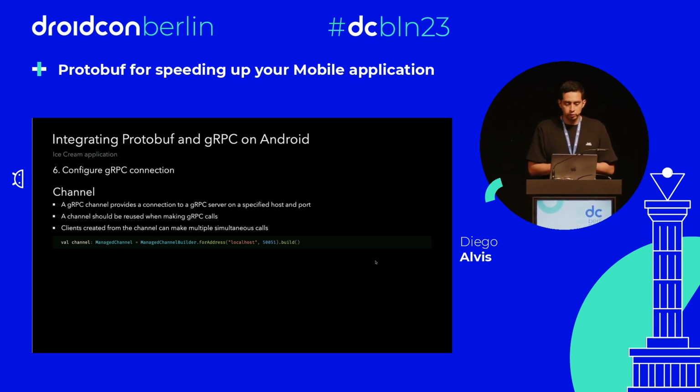A channel can be reused to make multiple gRPC calls, and it's multiplexed under the hood by the gRPC libraries, so you don't have to worry about that. You can create clients using one single channel. Actually, it's the recommendation from gRPC that you use only one channel. This is how you create the channel. It's one line. It's a builder, so you can add more things, but this is basically the creation of the channel.